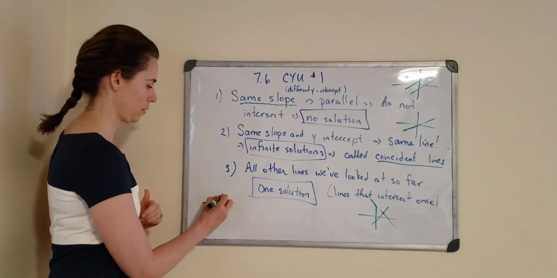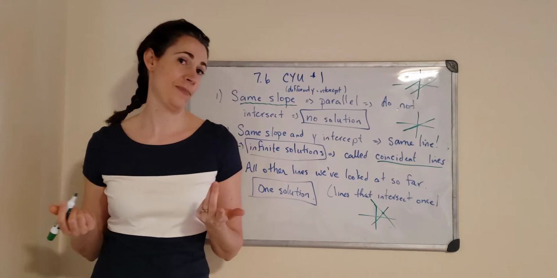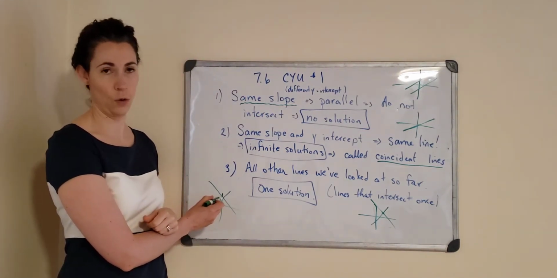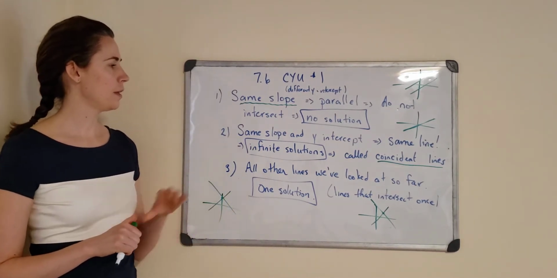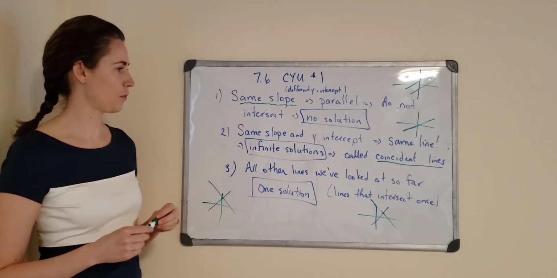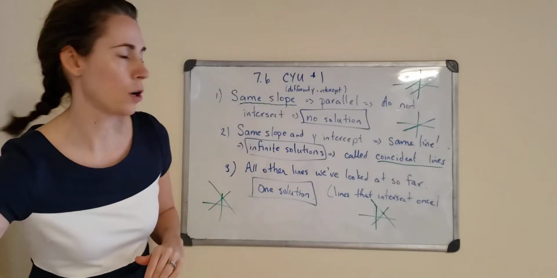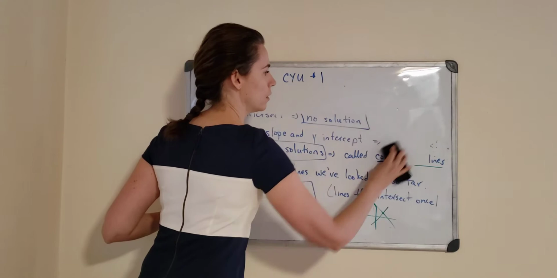Now, what if they had the same y-intercept, so they both intercept there, but different slopes? That's kind of cool, because then we know that their point of intersection is the y-intercept, so that would be really easy to solve. So think about that, and look on page 443 for a little bit more information, but that's basically what this chapter is talking about. So from here, we're going to go and look at check your understanding number 1.